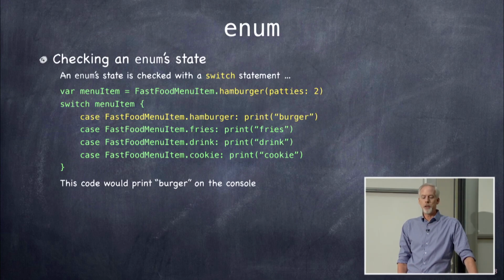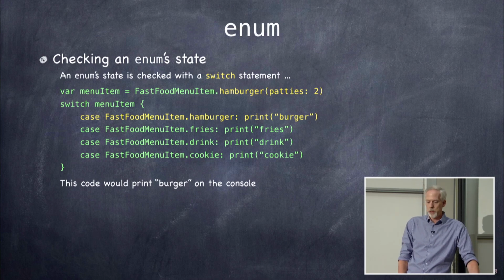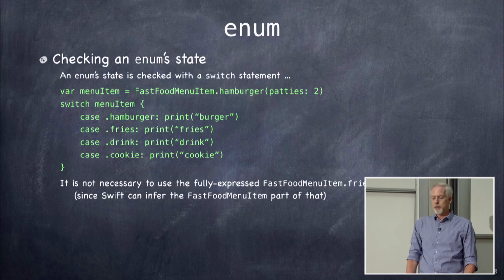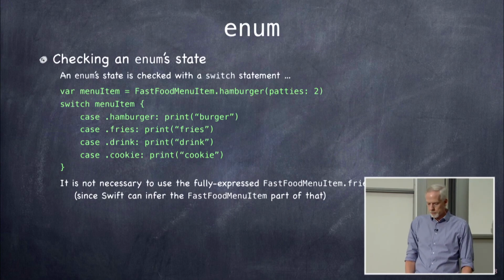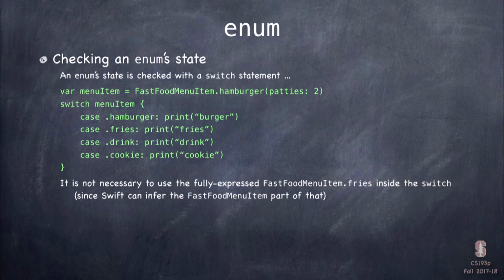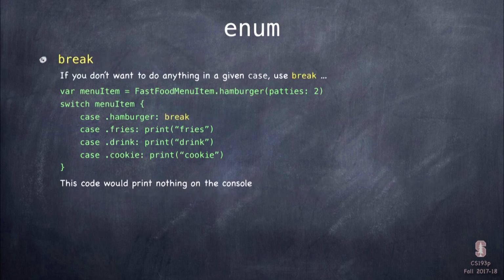Now, switch requires you to address every single case. You are not allowed to only look at two of the cases. But of course, it's got something that can help you with that. Oh yes, by the way, you see I've taken away the fast food menu item dot in front of hamburger, fries, drink, and Coke, because Swift can infer that. You're switching on a menu item, so it knows this is a fast food menu item, so you can take those away.